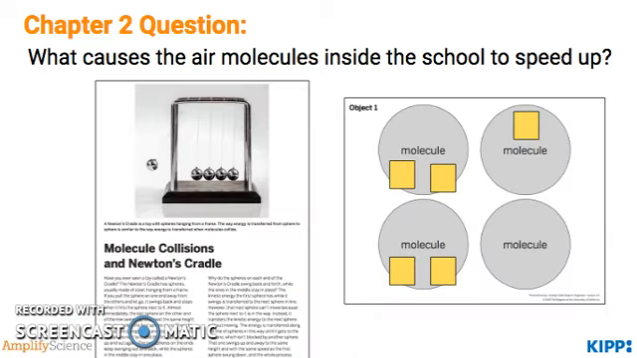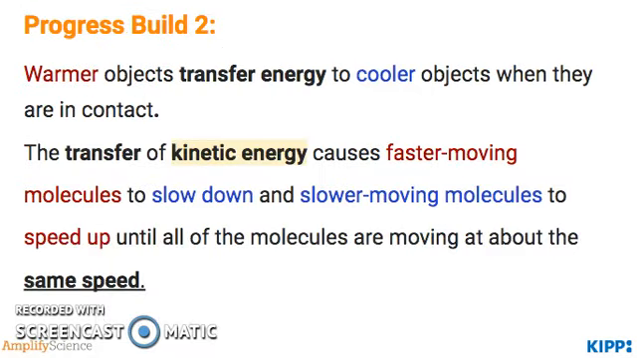They also read another article focusing on these molecular collisions, likening it to a Newton's cradle. Lastly, students model energy transfer between objects using these little yellow cubes, which represent energy in a physical model. By the end of Chapter 2, our scientists can now explain that warmer objects transfer energy to cooler objects when they are in contact. The transfer of kinetic energy causes faster moving molecules to slow down and slower moving molecules to speed up until all of the molecules are moving at about the same speed.